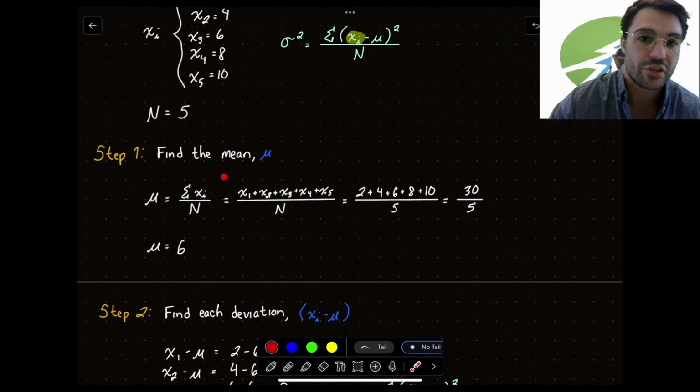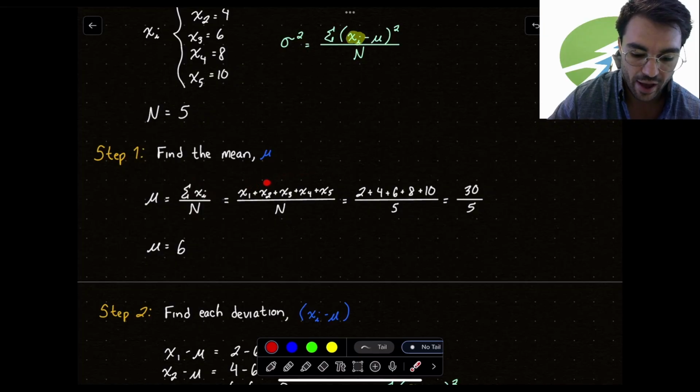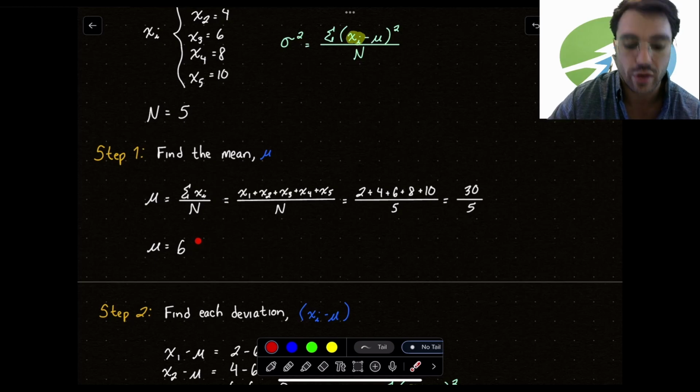I'm going to continue using the notation given so we can get more comfortable with it. Mu is defined as the summation of all of our x elements divided by n, the number of elements. So again, summation just means we add stuff. We add x sub 1, x sub 2, x sub 3, x sub 4, x sub 5, add all these divided by n. We replace what each x sub element stands for, 2, 4, 6, 8, 10. Add them all up, get 30. Divided by 5 is 6. Our mean mu is 6, okay?